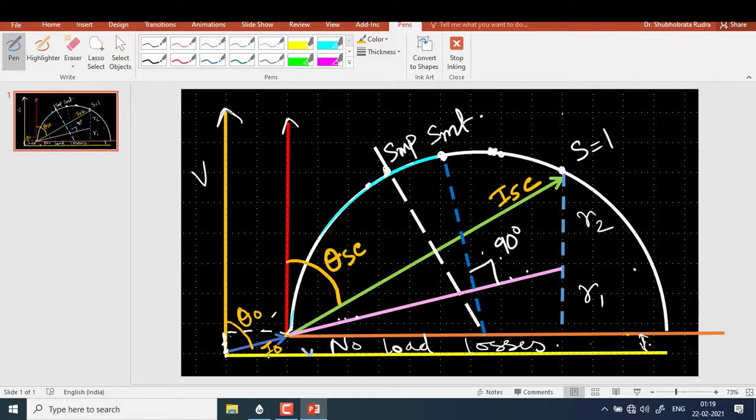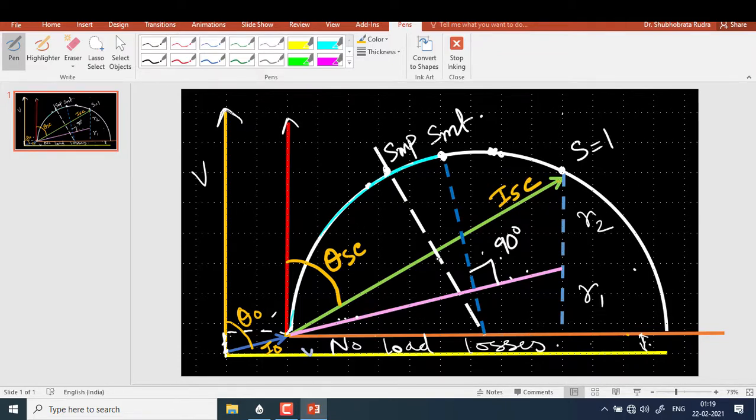So either you can select the scale for V and I, or V and W, or W and I. Meaning you cannot select V, I and W, all the three scales independently. Now once you select the scale for I naught, you get the magnitude of this blue arrow. Then from the tip of I naught you draw ISC.